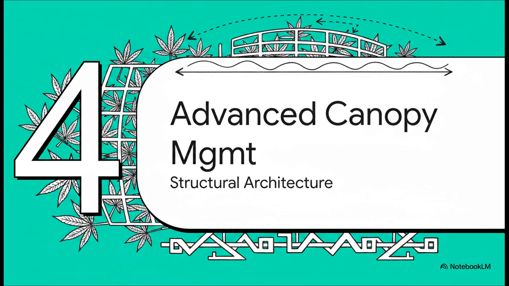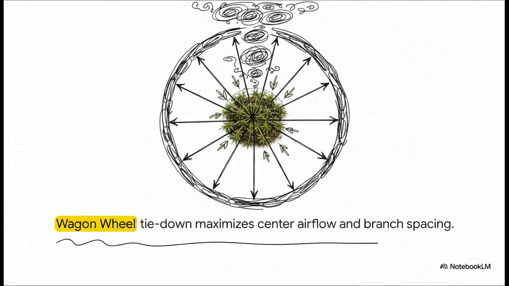So, now that we know the basic cuts and bends, let's step it up. Section 4, Advanced Canopy Management. We're looking at master-level canopy structures now, and this brilliantly illustrates what happens when you combine topping with bending, the radial tie-down, which a lot of people call the wagon wheel.